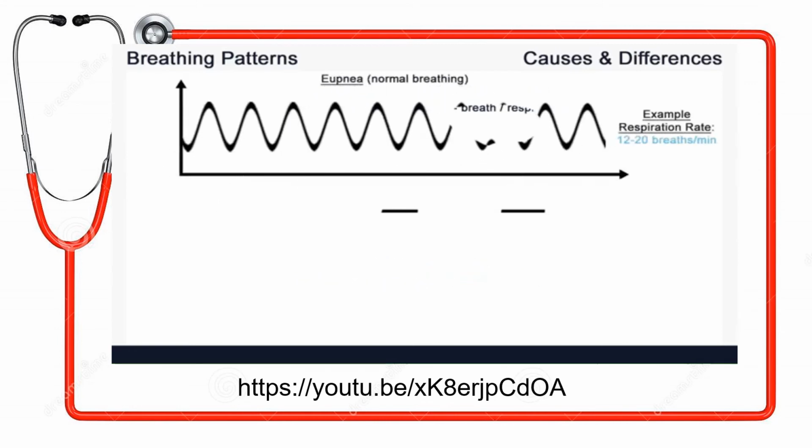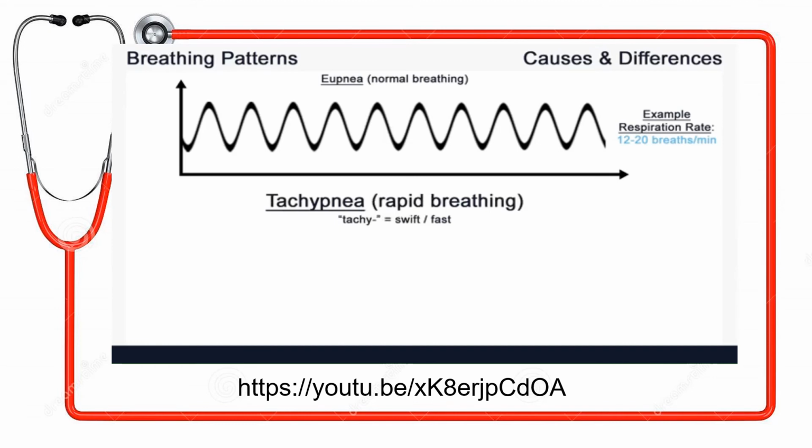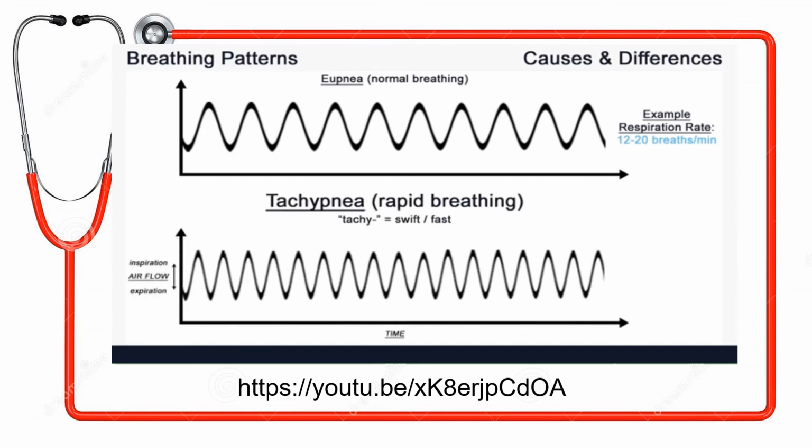Keeping eupnea here for reference, we'll move on to tachypnea. Tachypnea, or rapid breathing, looks very similar to normal breathing, but as you can see, the inspirations and expirations occur much faster. So with tachypnea, you get more breaths per minute. Tachypnea can be caused by so many different problems, including asthma, anxiety, pneumonia, and so much more.